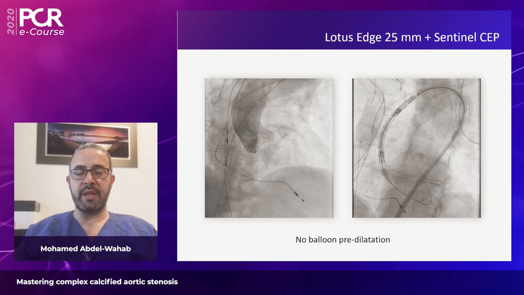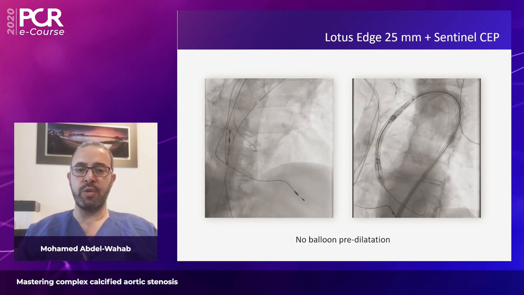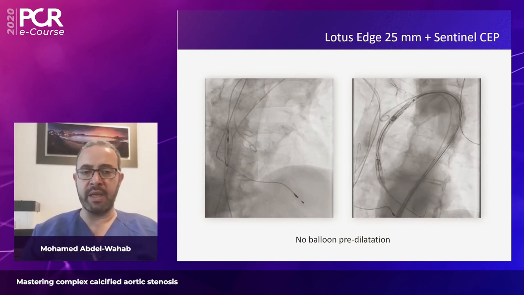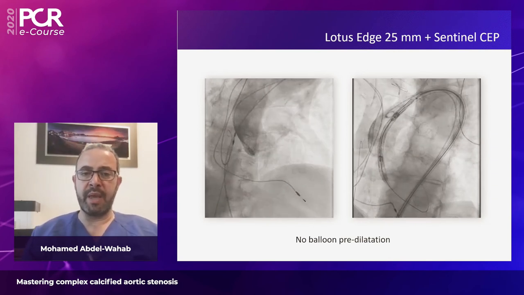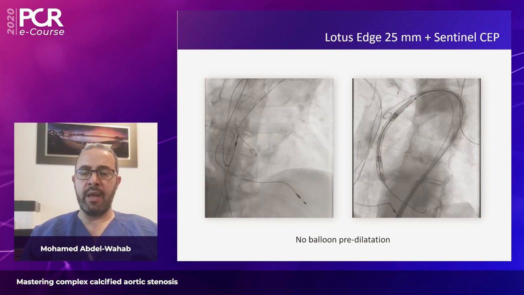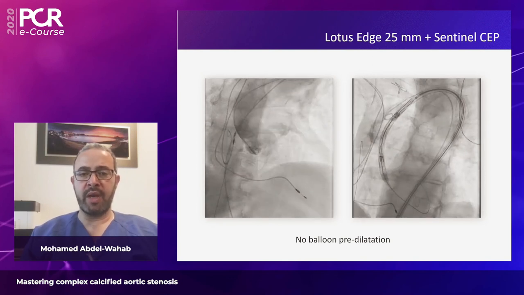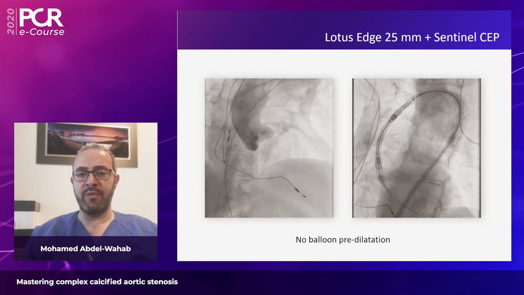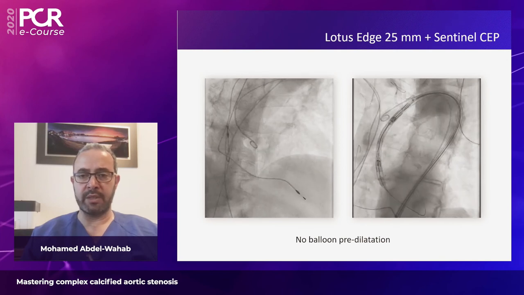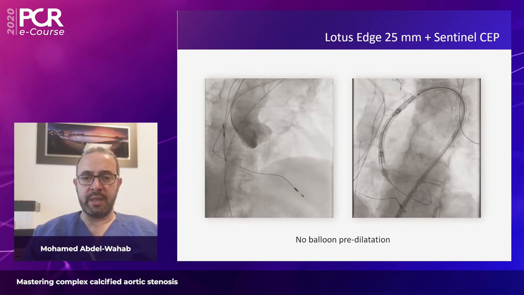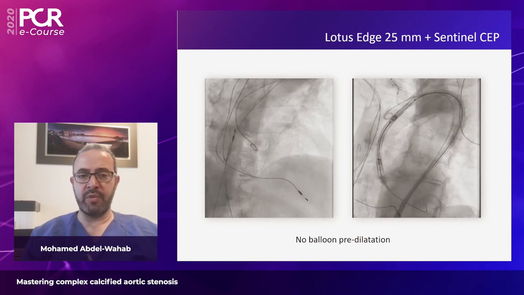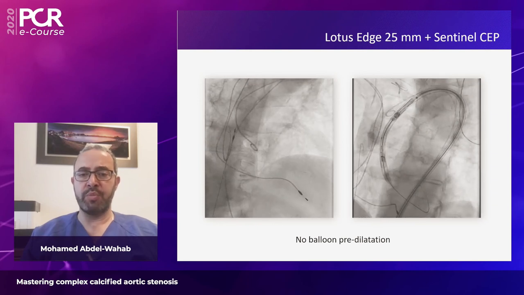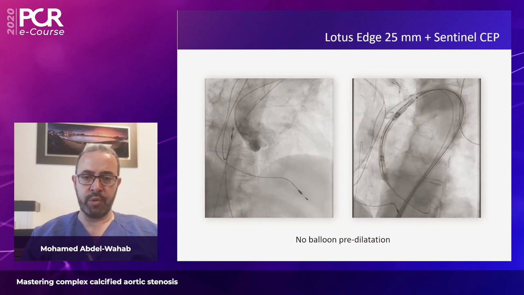On these images, you see that we have chosen a 25 device. We were a little bit concerned about taking a bigger device in this anatomy, because we thought it may not expand quite nicely. So we thought, let's take the smaller device and allow it to expand in this calcified anatomy. And if it's too small, or if we cannot get a perfect seal, then we would exchange. We decided to take a Sentinel embolic protection device because of the previously mentioned consideration regarding stroke. And our plan was to skip pre and possibly post dilatation.